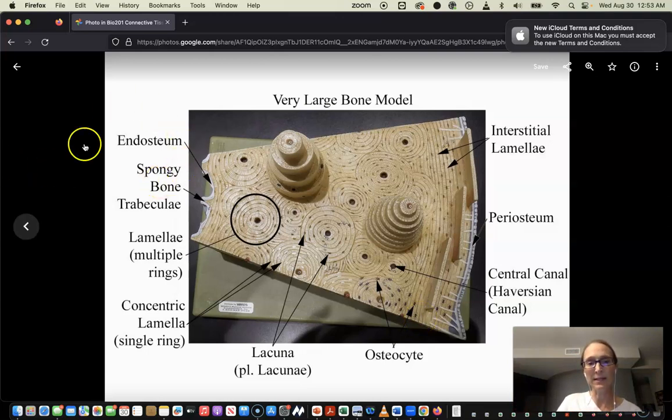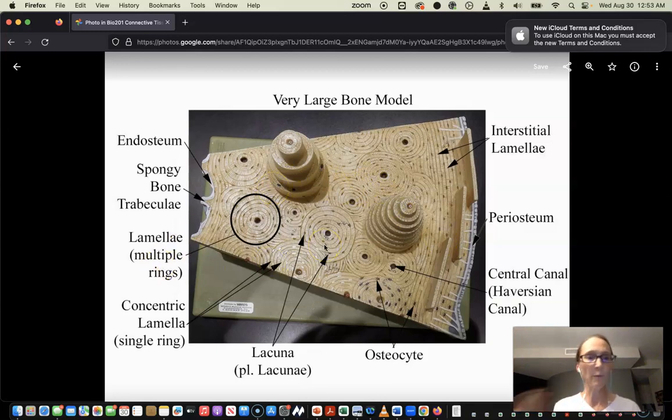And this would be the center of the bone where you would find your bone marrow in a long bone. Okay. So hopefully that makes sense. If you have any trouble with that, please feel free to contact me and I can help you out with that if you are having trouble visualizing that.